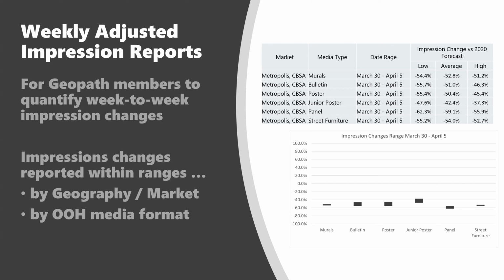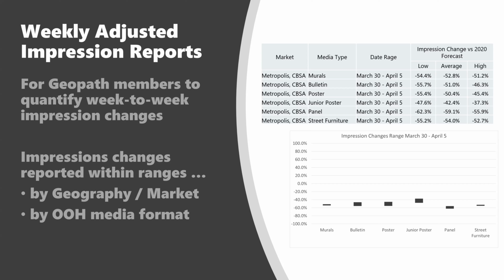And so getting to the number of persons on a particular stretch of road is not easy. And so we have been diligently interpreting the data, trying to figure out how to best get at that answer. And that's where we're going with this impression report. Now, rather than providing an impression per panel, we are going to provide a report that is providing a range of impression changes by geography and market and by out-of-home media format.